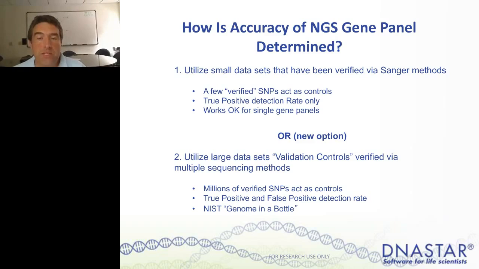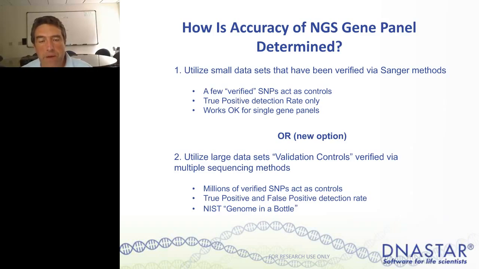This works okay on smaller scales, but the problem with this approach is that usually there are only a few verified SNPs. You might have a handful of genes and just a handful of SNPs. It's not a large enough sample size to really get a feel for whether or not it's accurate. And generally, you're doing manual calculations, so you're getting a true positive detection rate and not really a good feel for false positive detection rates and some other statistics that go with it.